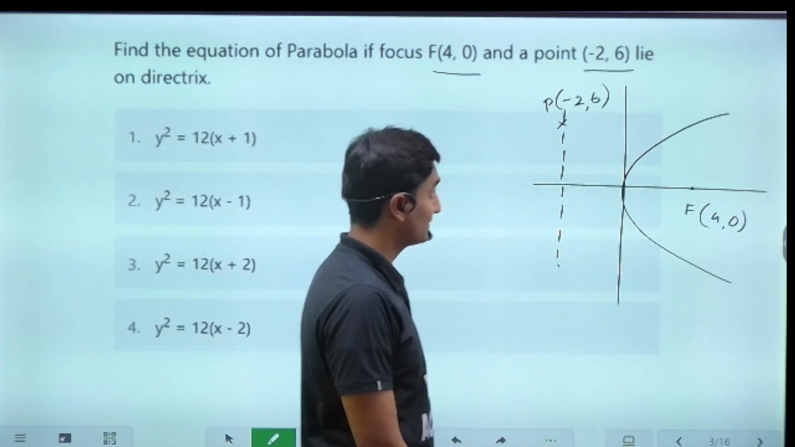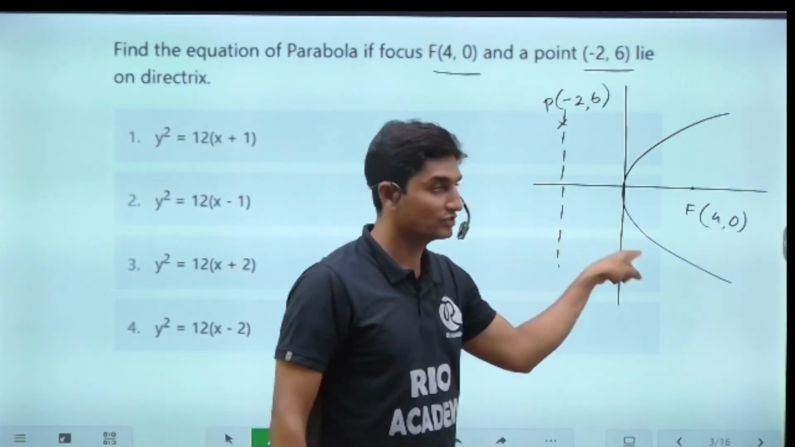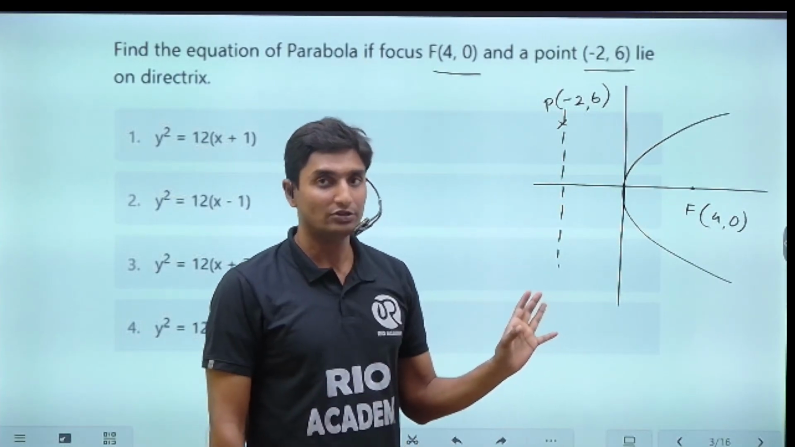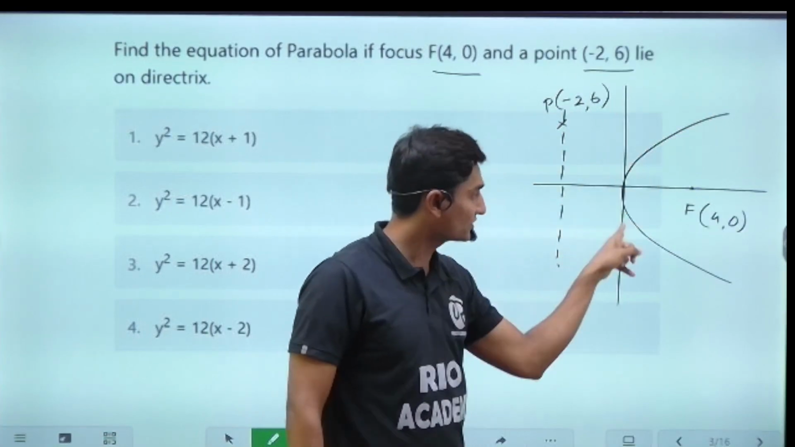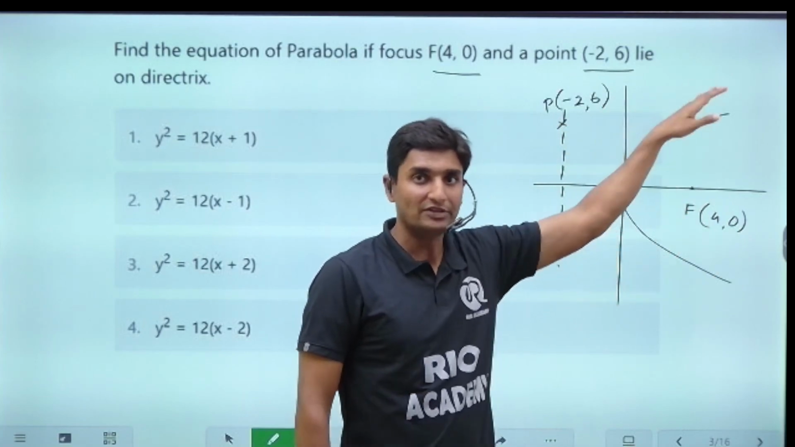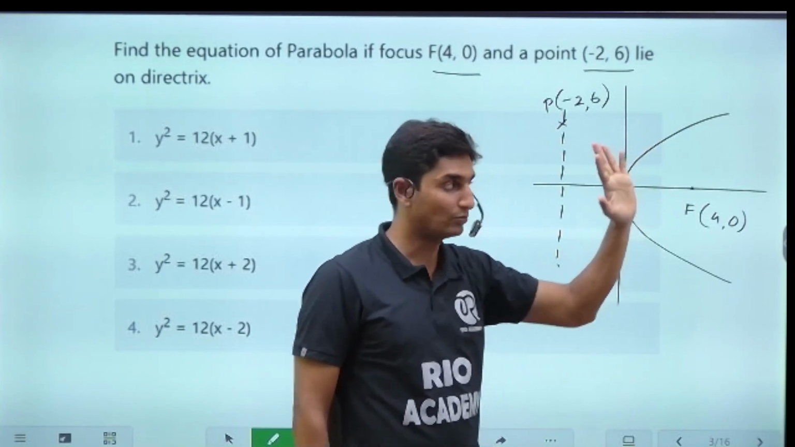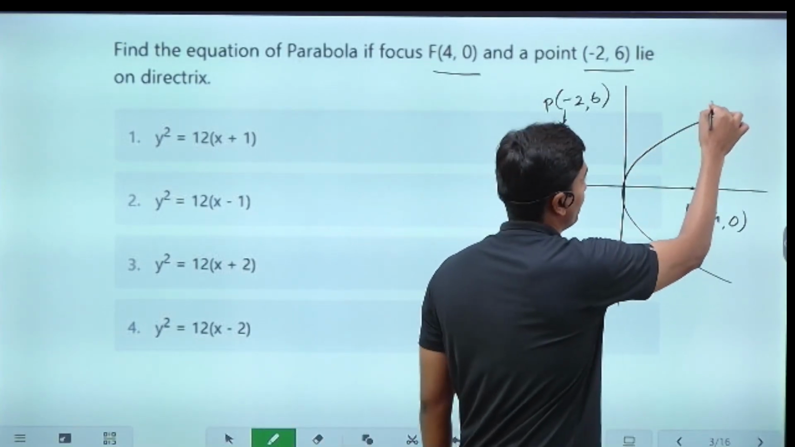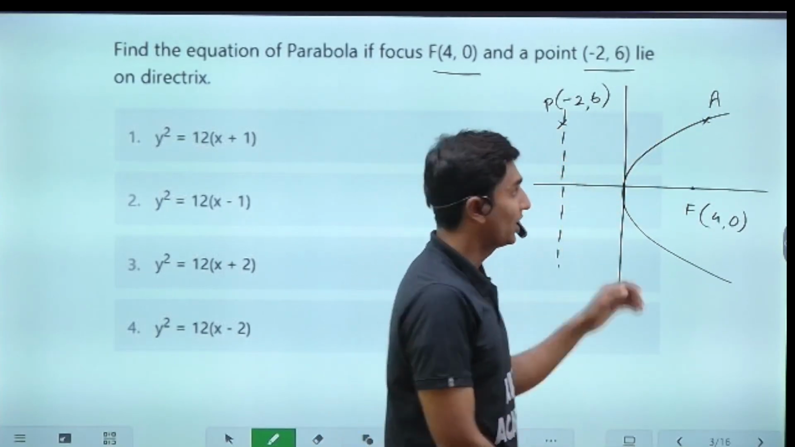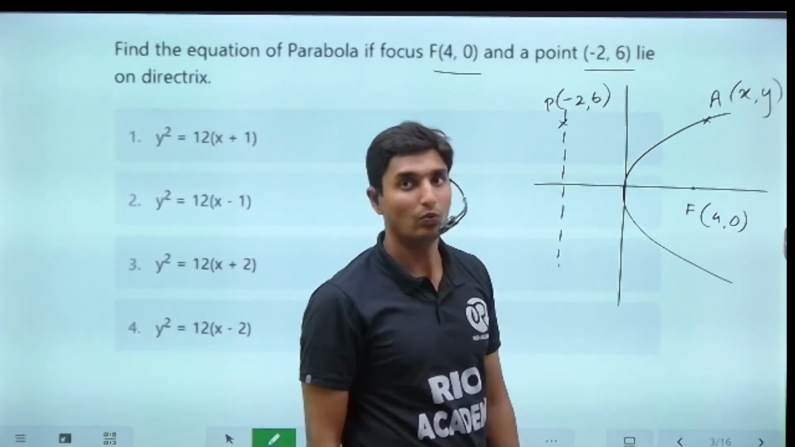Now he's asking us to find the equation of this particular parabola. So we'll do one thing here, guys. In order to find the equation, we need something belonging to this parabola. These are the reference points, but there isn't anything clearly mentioned on this parabola. So I'm going to take one imaginary point on the parabola, I'll call that point A, and we are going to take the coordinates of that point, which are unknown, to be x, y.